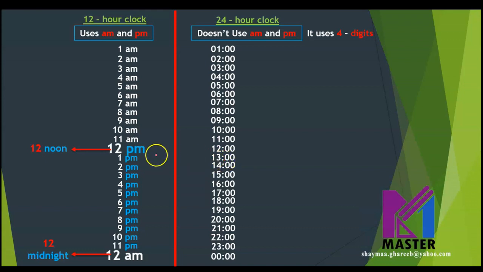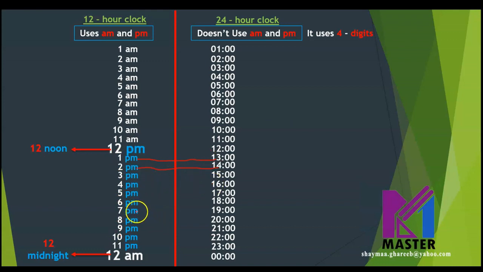What comes after 12? We have 13. So 1 p.m. is the same as 13. 2 p.m. is the same as 14. So if I said the time now is 14 o'clock, it means it's 2 o'clock after noon or 2 p.m. Is this clear? So I keep counting after 12. But in the 12 hours, I stopped at 12 and I start over from 1, 2, 3, as you can see. I will keep counting.